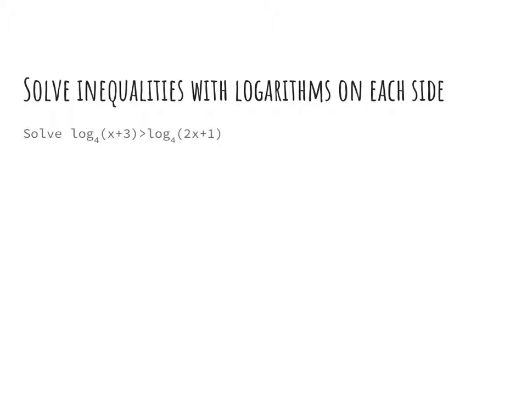So if we have the log base 4 of x plus 3 is greater than the log base 4 of 2x plus 1, again, we've got the same base for both. So I can take what the log is of on the left and set it greater than what the log is of on the right. So x plus 3 is greater than 2x plus 1. Now I can solve for x.